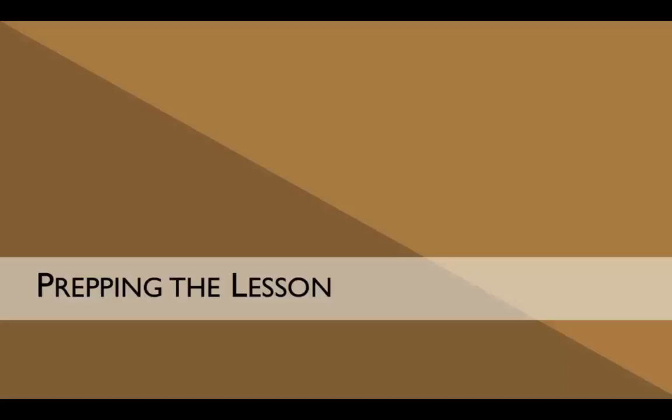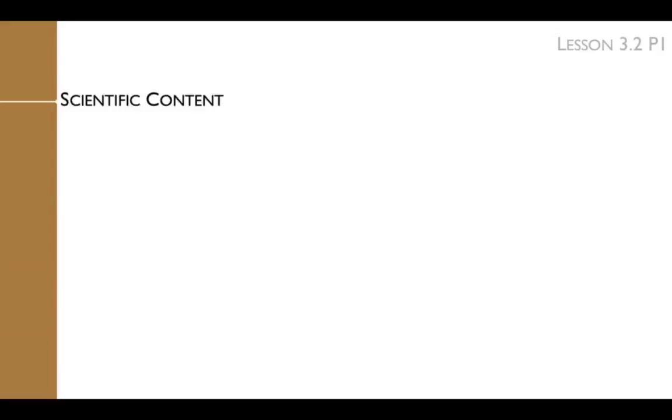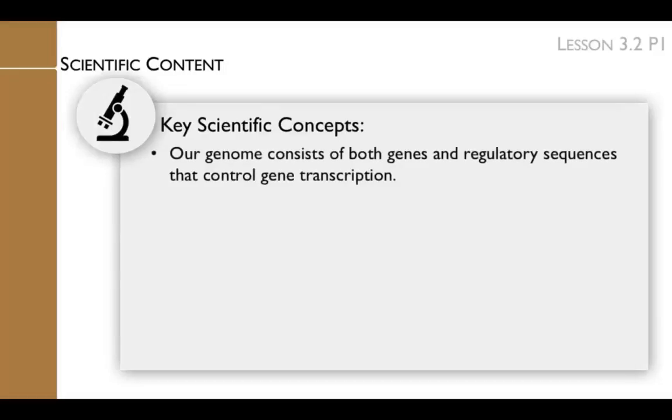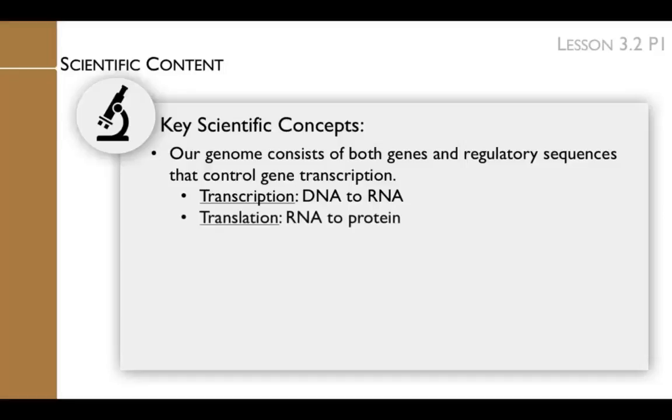To prepare for this lesson, you'll need to review the following key scientific concepts that will be presented throughout this lesson. Our genome consists of both genes and regulatory sequences that control gene transcription. Transcription is the process in which instructions in our genes are used to make a corresponding intermediate molecule, RNA, which is then translated into proteins.